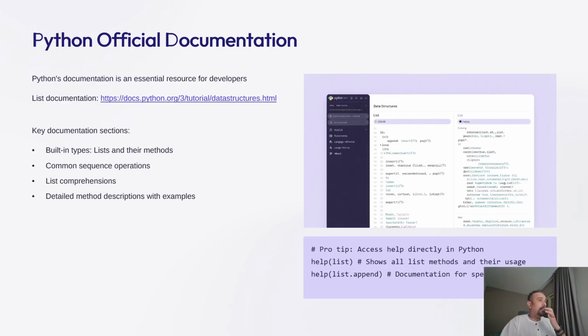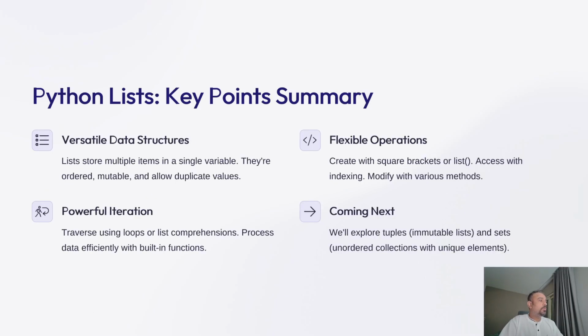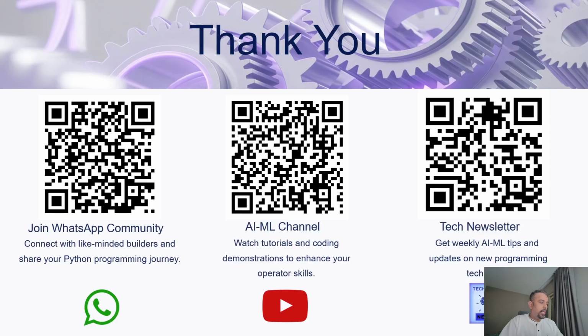So now coming back, as I said before also, make sure you use the official documentation. Python has all the essential resources, where I have just used a few of them for the list, the methods that you have seen in the example, but there are a lot of them. There are common sequences, operations, list comprehensions, and detailed method descriptions with examples. So let me go ahead and open it for you.